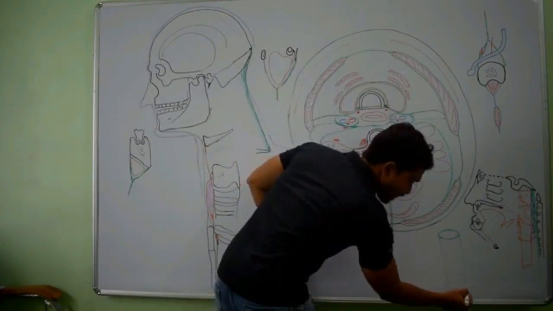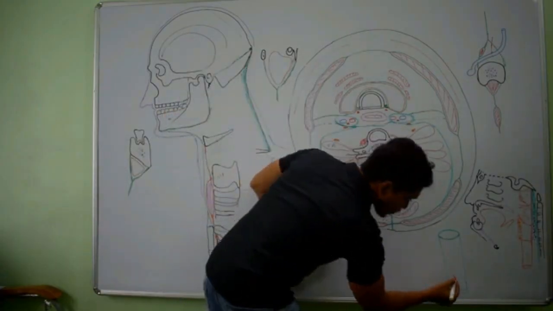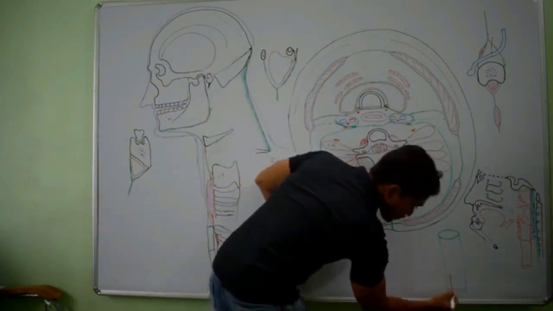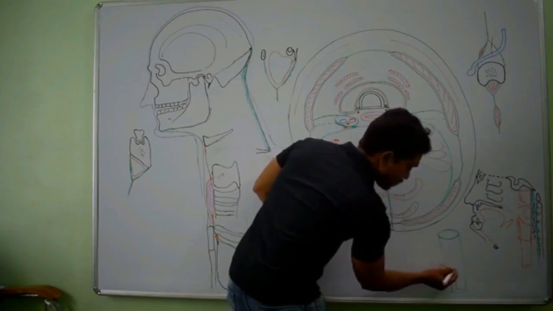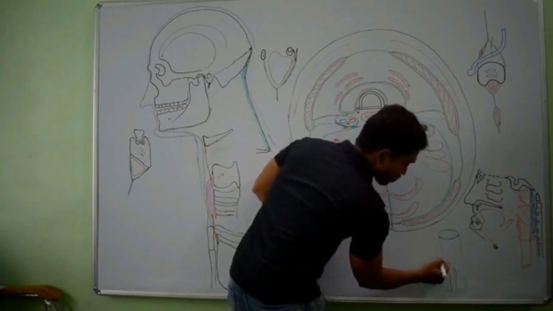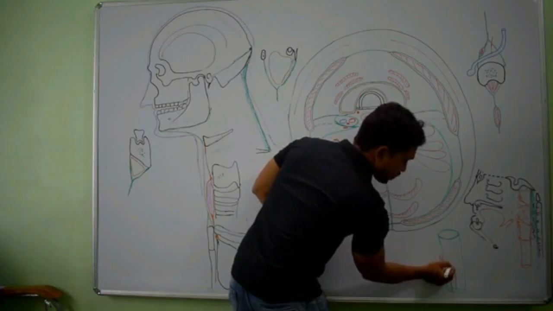Then, what are the contents which are present in it? In the lower part, the common carotid artery. After that, only the internal carotid artery will be present. The external carotid artery will be piercing the carotid sheath and it comes out. So, here is the external carotid artery. Then, the internal carotid artery will be present within it.